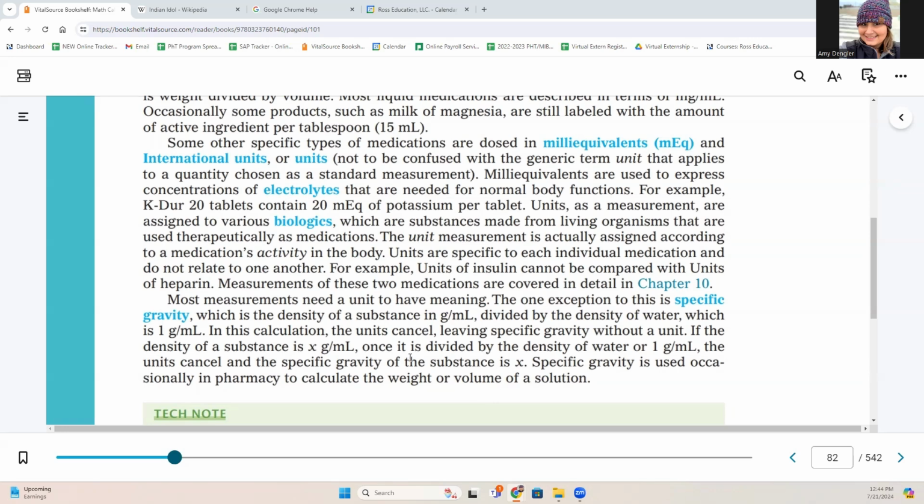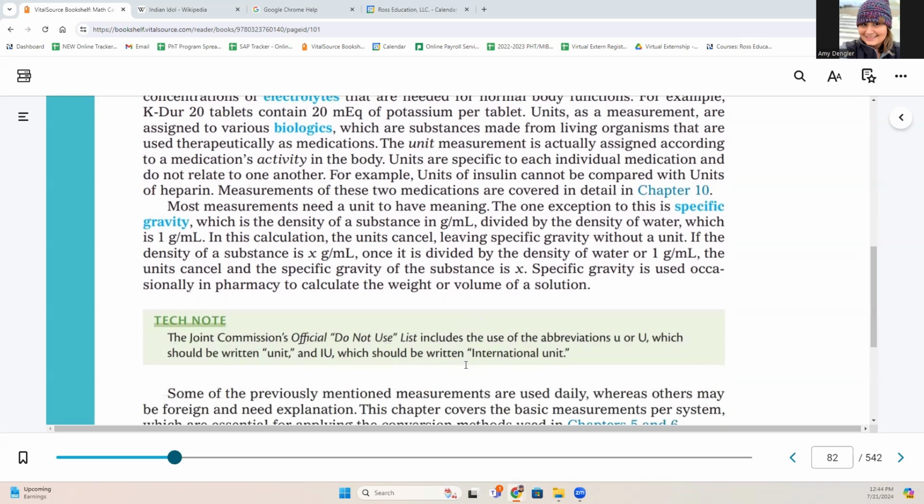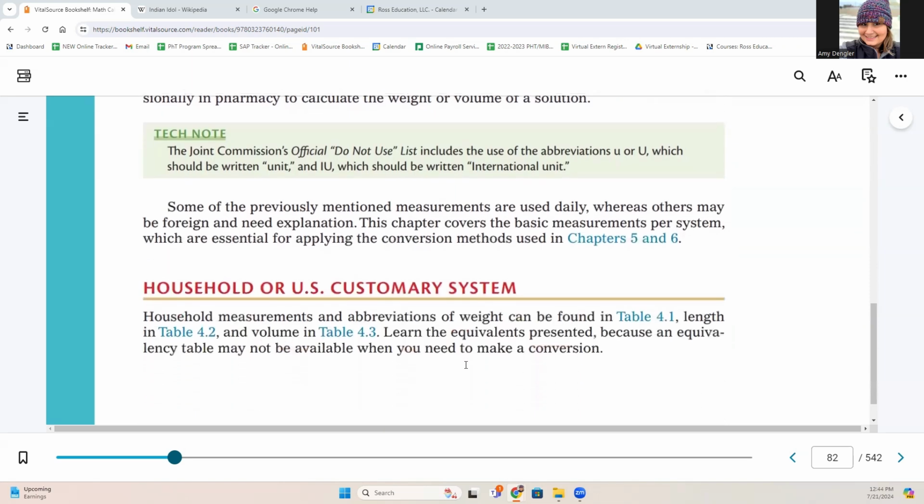Most measurements need a unit to have a meaning. The one exception to this is specific gravity, which is the density of a substance in grams per milliliter, divided by the density of water, which is 1 gram per mL. In this calculation, the units cancel, leaving specific gravity without a unit. If the density of a substance is x grams per mL, once it is divided by the density of water, or 1 gram per mL, the units cancel and the specific gravity of the substance is x. Specific gravity is used occasionally in pharmacy to calculate the weight or volume of a solution.